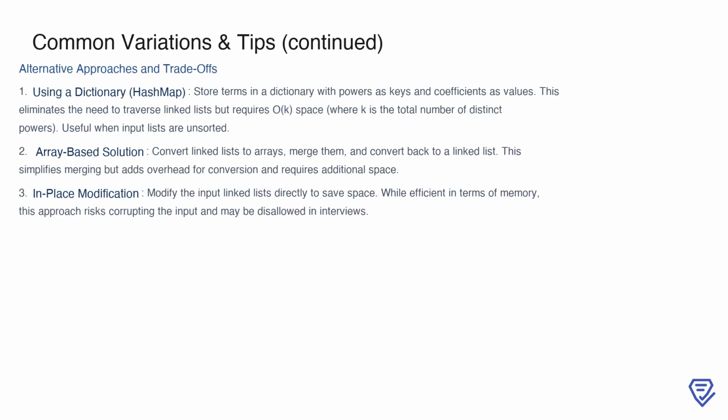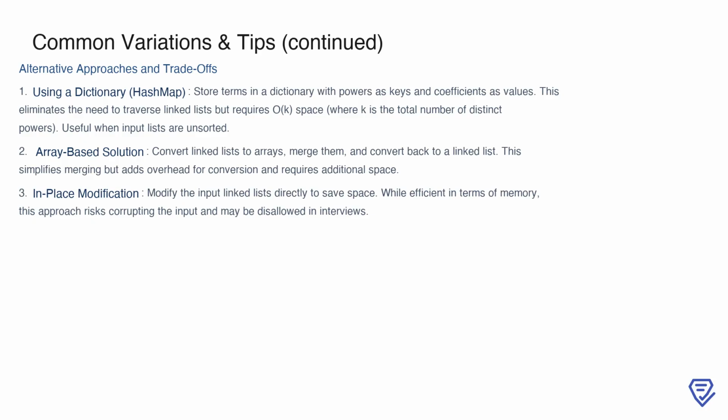There are also alternative approaches to solving this problem, each with its own trade-offs. One option is to use a dictionary, or hash map, where the powers of the terms are stored as keys and their coefficients as values. This approach eliminates the need to traverse the linked lists during the merge process, but it requires additional space proportional to the number of distinct powers, O(k). This can be particularly useful if the input lists are unsorted.